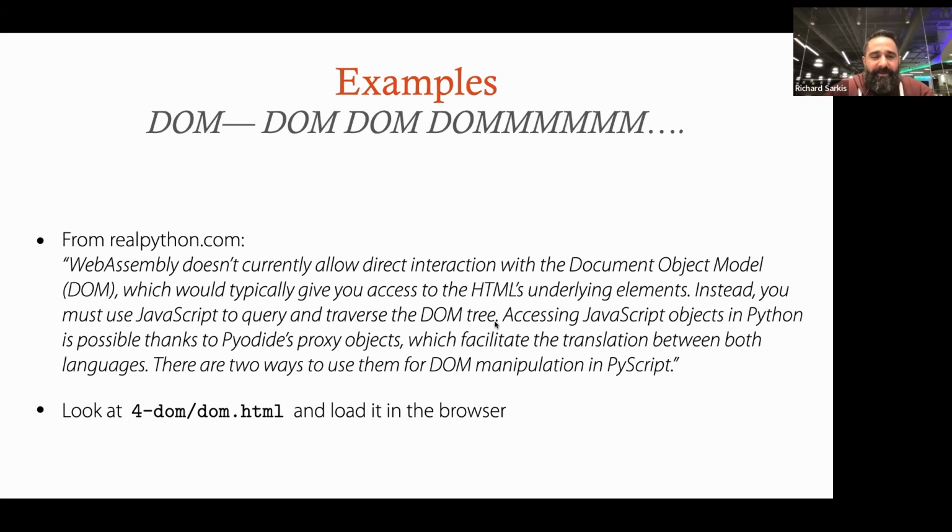So WebAssembly apparently doesn't allow direct interaction with the DOM in the browser, but accessing JavaScript objects in Python is possible thanks to Pyodide's proxy objects. Yeah, I didn't know that. And this facilitates translation between both languages. There are two ways to use them for DOM manipulation in PyScript. And I'm not sure, does this example cover both, Adam? I don't remember. At least one.